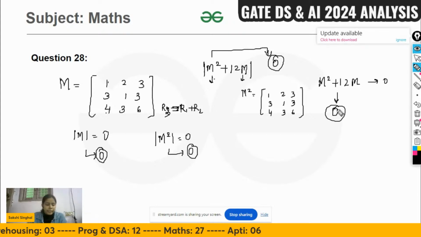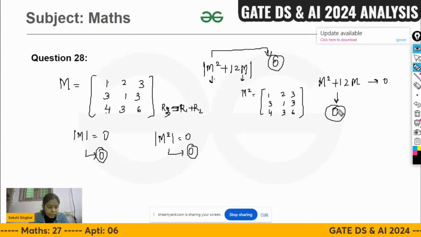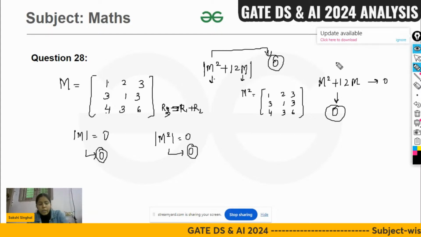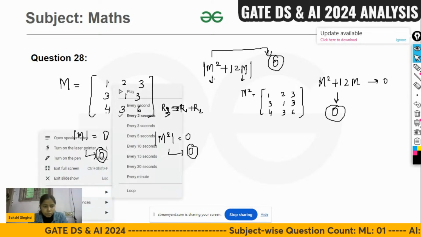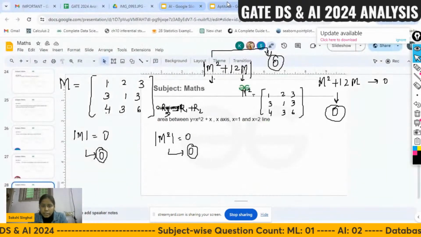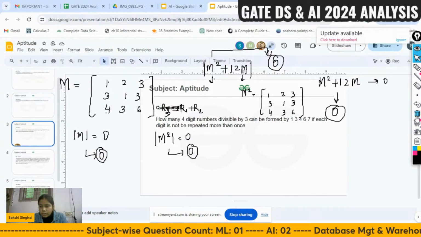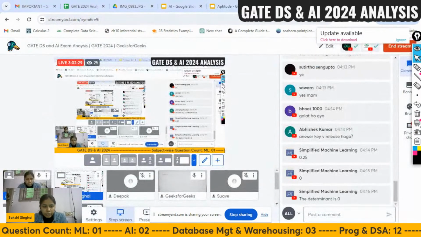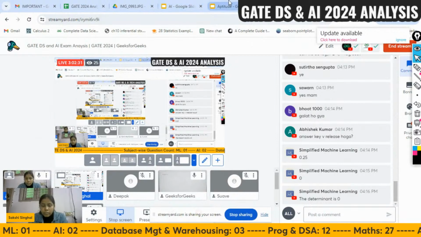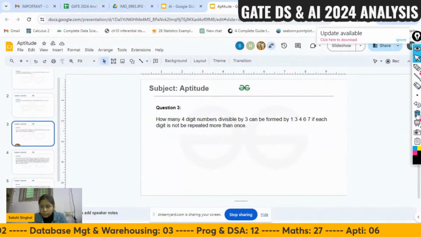So I hope you guys get this answer correct. Let me know, guys, how many of you have done this question correct. Yeah, so now I'm going to discuss some of the aptitude questions. Just a minute. So these are all the maths questions we have. Now I'm going to discuss some of the aptitude questions.